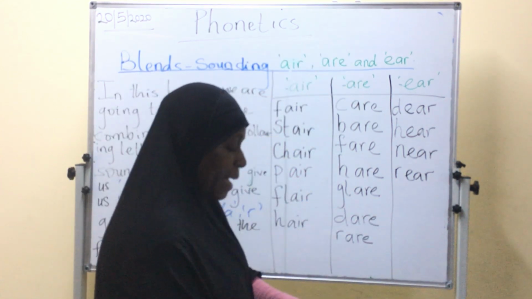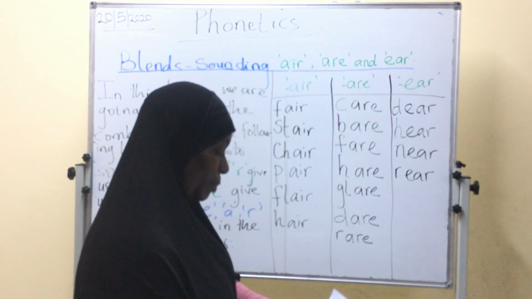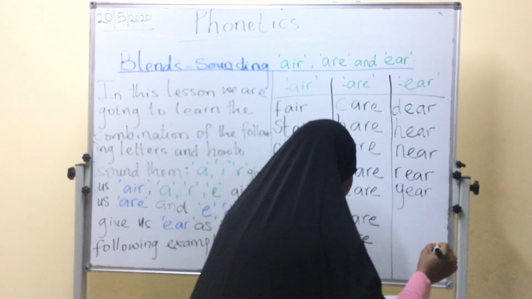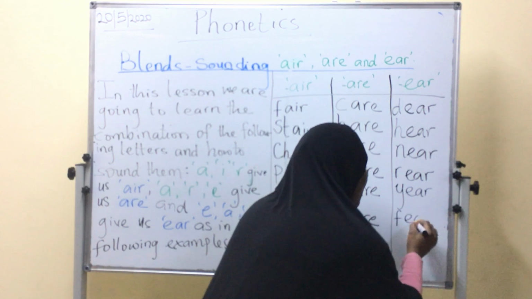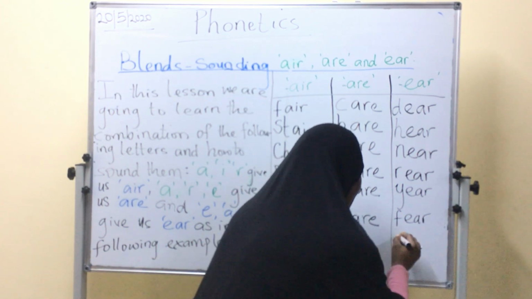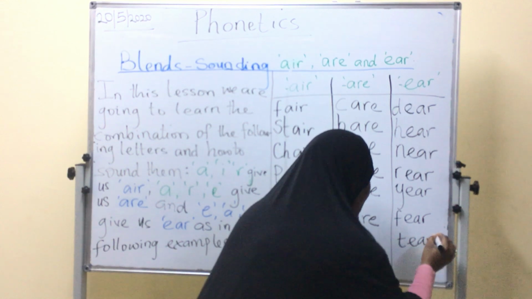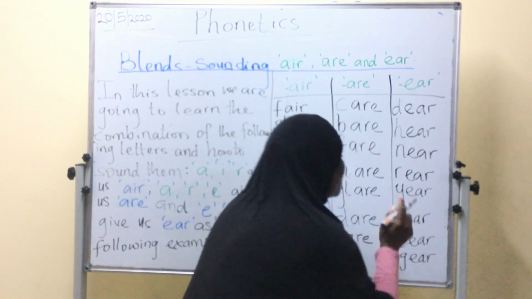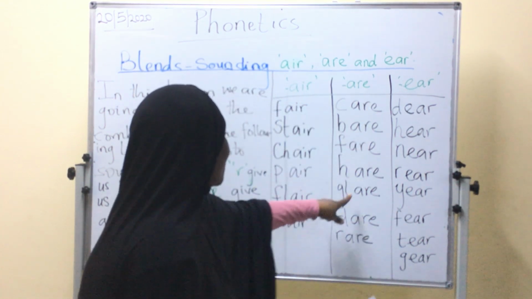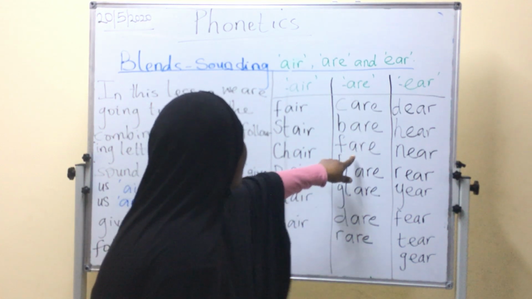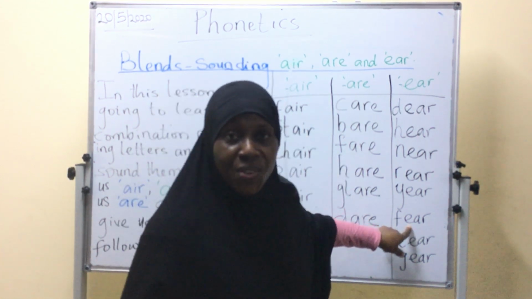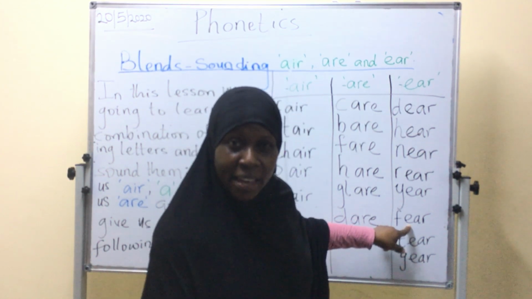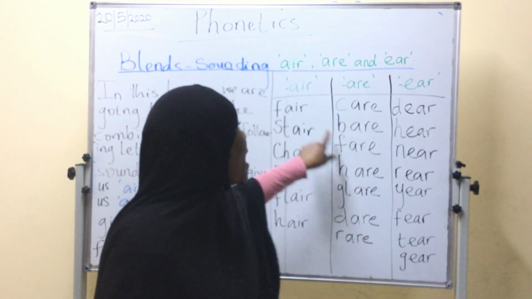So now, we are going to the next one. And we have f plus ear, fear, and we have t plus ear, tear, and we have g plus ear, gear. Here again is another one that sounds like the two here. We have fair here, and we have fair here. This is what? Fear. Fear, not fair. Fear, ear, fear. This is fair and this is fair.